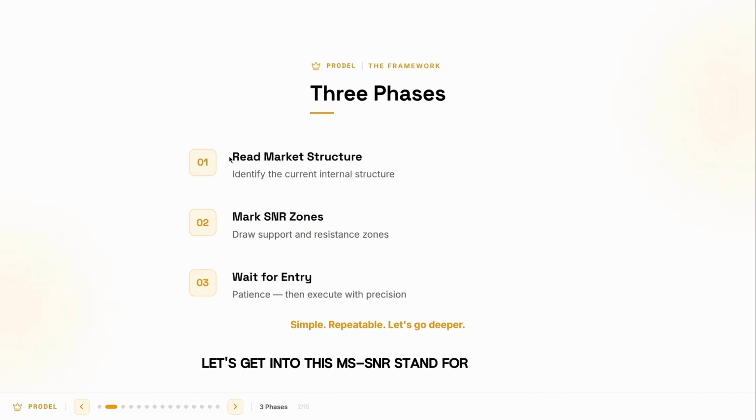MS-SNR stands for two things: market structure and support resistance. These two concepts alone, when mastered, tell you everything you need to know about where price is likely to go and where it is likely to react. Here are the key principles behind the strategy. Price respects every structure. Every move in the market is a reaction to some form of structure, either a level that was support and became resistance, or resistance that becomes support. Our job is to identify those levels and wait for price to come back to them.